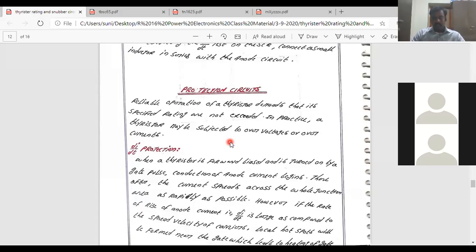Then coming to the other, that is the dv by dt value. If the dv by dt value is much higher, if it is increased suddenly, then it leads to an increase in the voltage beyond the breakover voltage. When the breakover voltage is exceeded, then immediately the device comes into conduction. So that means an unwanted or false triggering happens.